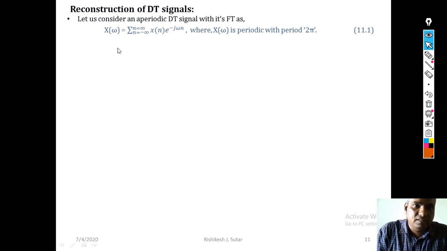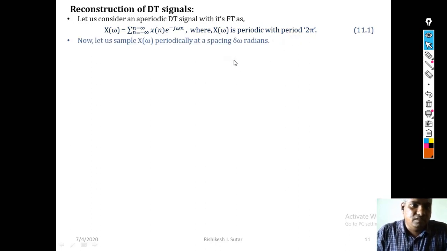Let us consider an aperiodic discrete time signal x of n. So this is my x of n, which is an aperiodic discrete time signal, and its Fourier transform or DTFT I can find with the help of x of omega. That is x of omega is equal to summation of x of n e raised to minus j omega n, where x of omega is of periodic nature with the period 2 pi. So that we have seen in the previous session.